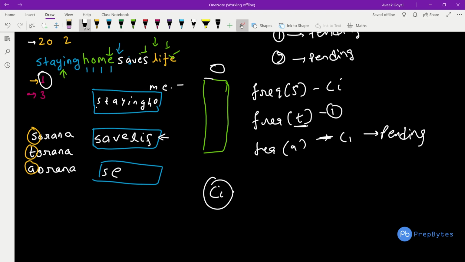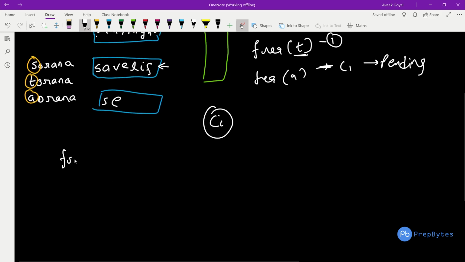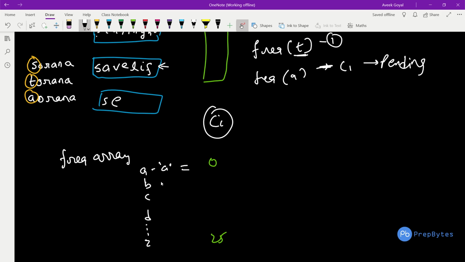So how do we create a frequency array for strings? This is nothing but A, B, C, D and so on till Z. They are mapped to 0 to 25. How? The ASCII values are subtracted. So A minus A, 97 minus 97, will give me 0, B minus A will give me 1, C minus A will give me 2, D minus A will give me 3 and so on. So this is 98 minus 97, 99 minus 97 and 100 minus 97 and so on.